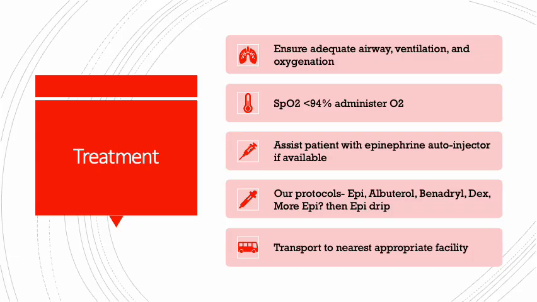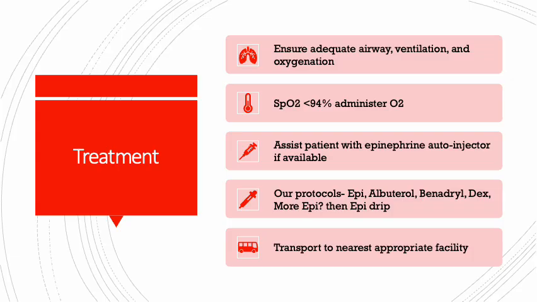If the patient's oxygen saturation drops below 94%, apply oxygen immediately. Start with a non-rebreather mask, 15 liters per minute, and titrate to maintain saturations above 94%. Oxygen supports perfusion and helps counteract hypoxia from bronchoconstriction and airway edema. An example is you have a 25-year-old with facial swelling, some hives, and their SpO2 is 90%. What do we do? We apply high-flow O2 immediately while we're preparing the epinephrine.